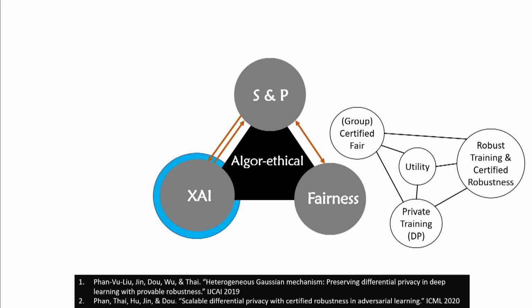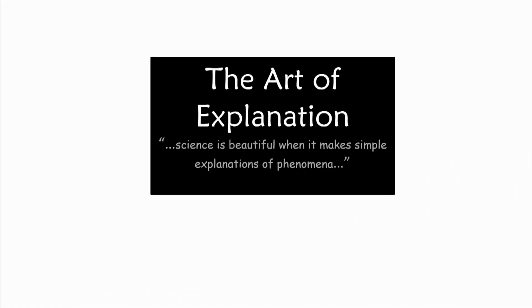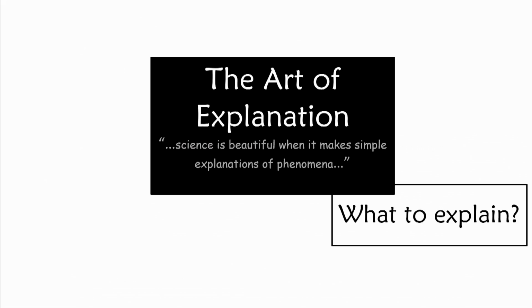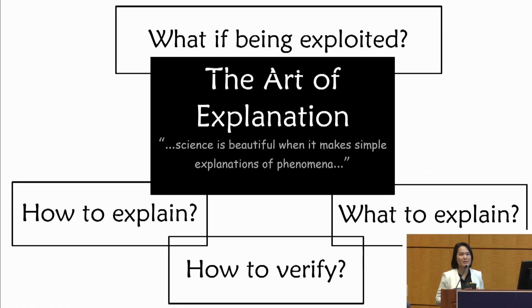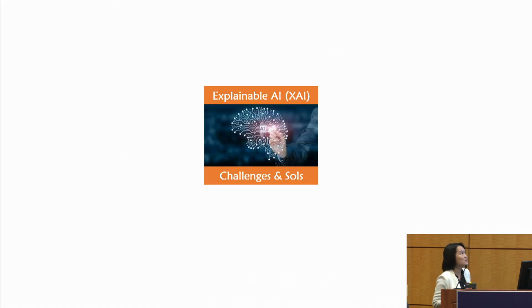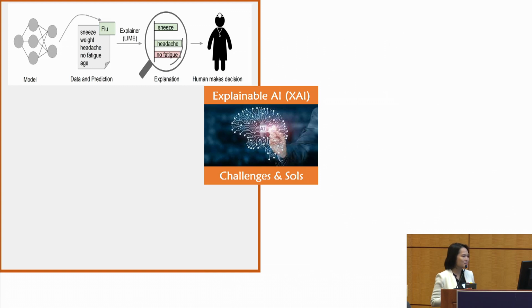So let me talk a little bit more about explainable AI to see what we have so far, because we've been talking about interpretability a lot. When we talk about explainable AI, what to explain, how to verify, and what if the explanation is exploited, how to protect? We have to address all this together. So here are some examples that we've done in our lab. First of all, the very basic step of explanation is that the machine learning model looks at this feature and makes that decision, simple like that, right? Now we go beyond that.